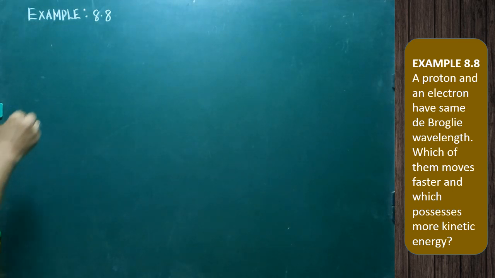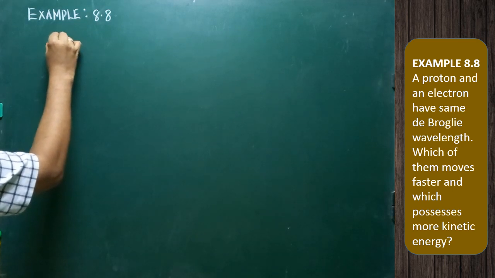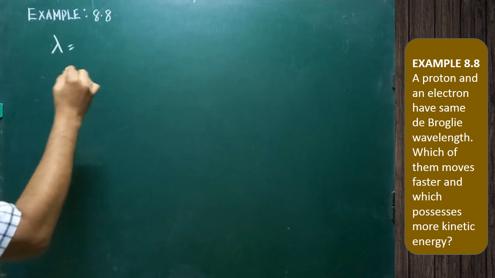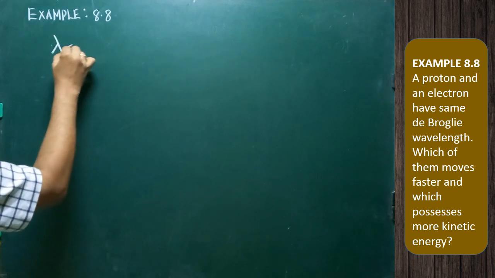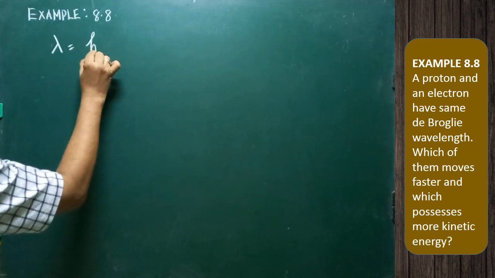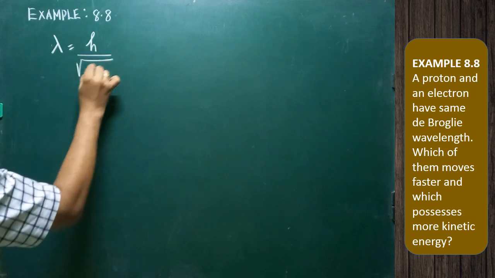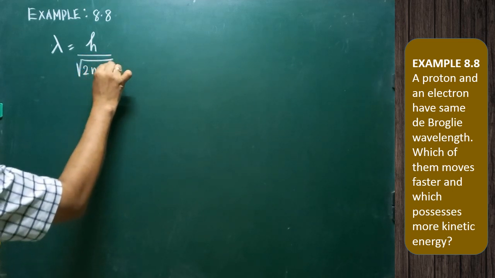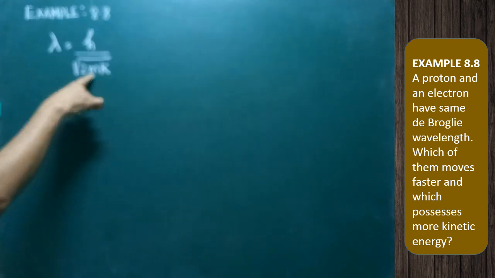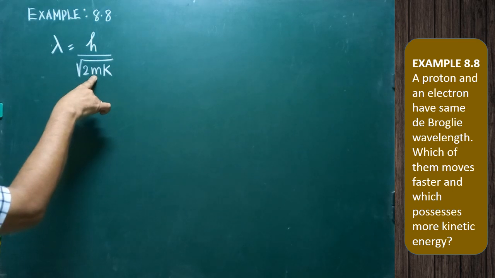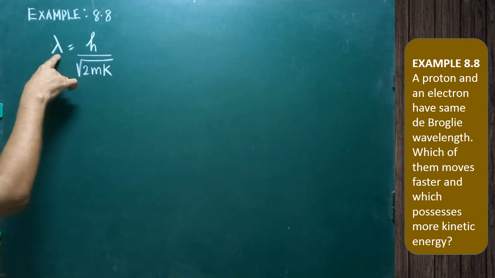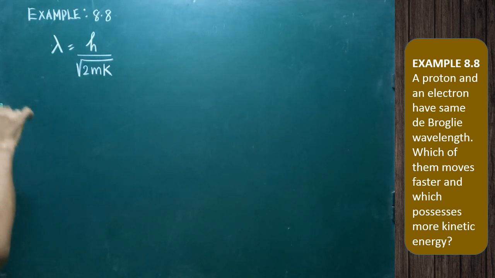First, the required formula is the de Broglie wavelength of matter waves. You have already derived the same formula in the theory part. So lambda of the matter wave can be written as lambda equals h divided by square root of 2mK. Here K represents the kinetic energy. Make a note: h is Planck's constant, m is the mass of the particle, K is the kinetic energy of the particle, and lambda is the de Broglie wavelength of the particle.